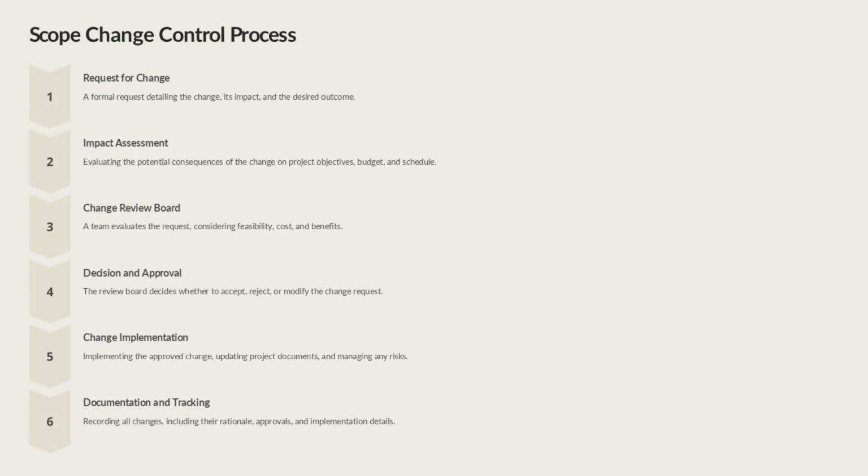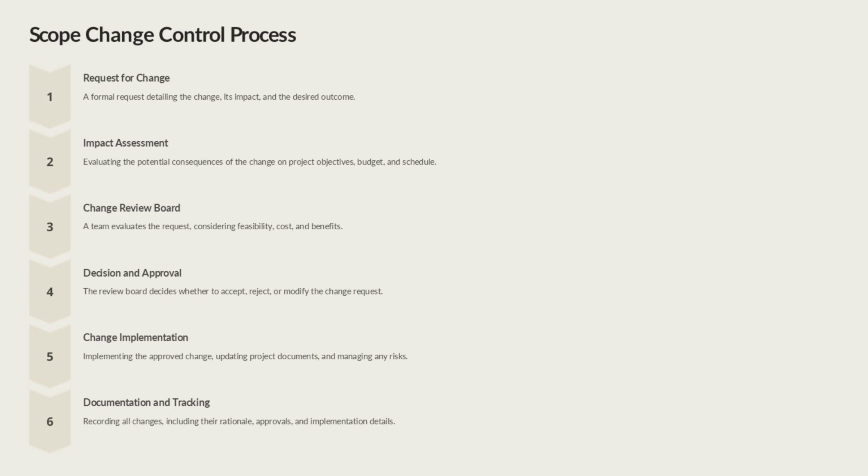The scope change control process is a structured approach to managing changes to the project scope. It begins with a formal request for change, where the change is detailed along with its potential impact. Next, an impact assessment is conducted to evaluate how the change could affect the project's objectives, budget, and schedule. A change review board then evaluates the feasibility, cost, and benefits of the change request.